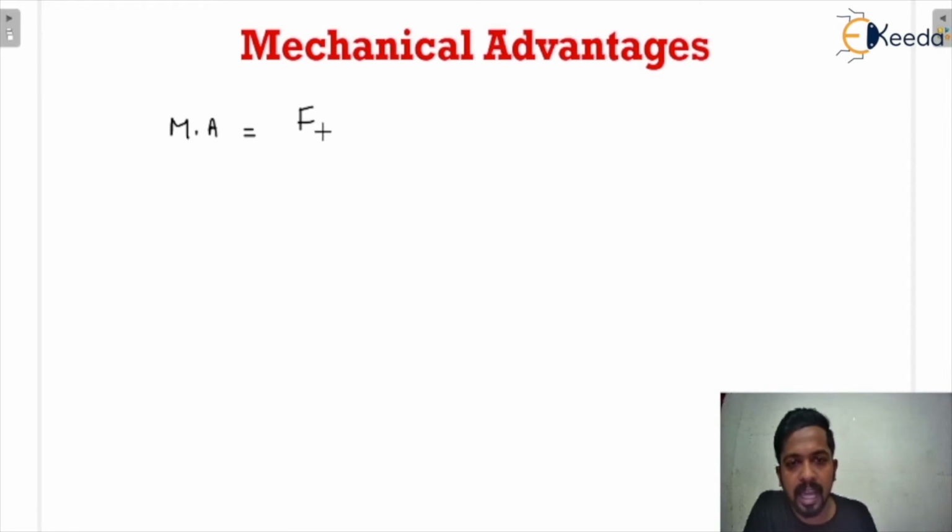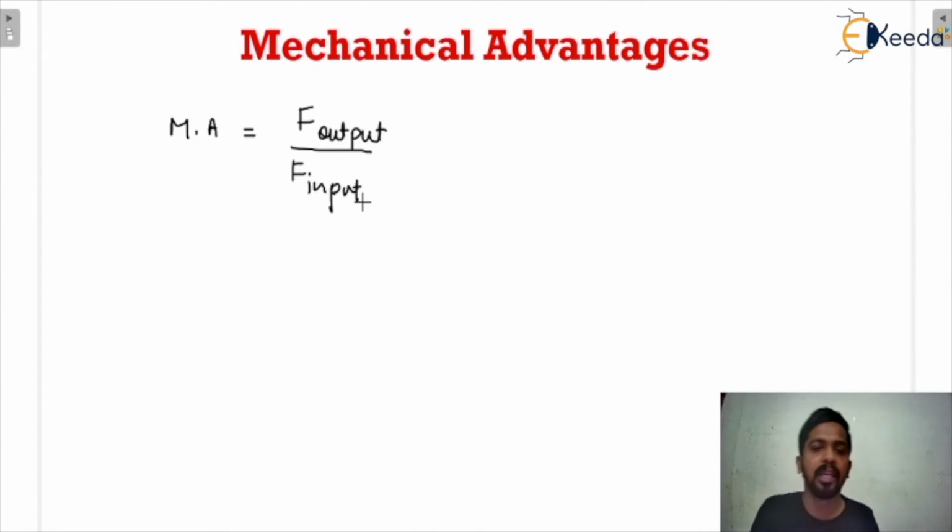F output, where F is actually the force, that means the output force upon the input force. So that is the ratio of the output force and the input force. Okay, but this is the mechanical advantage in terms of the force.